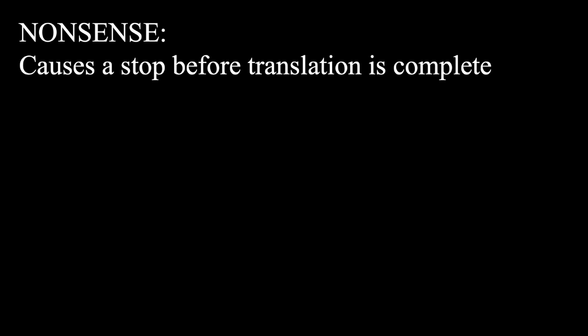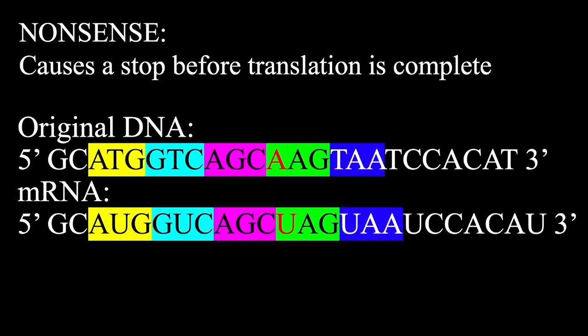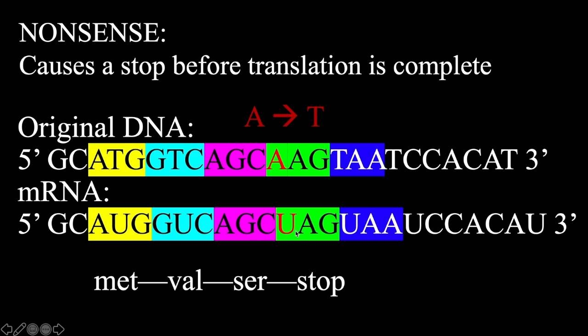Another type of mutation is called a nonsense mutation, where there's a stop in translation before intended. For example, here we can see that there's a change from A to T in our DNA strand, which resulted in a U in our mRNA strand. This would be a transversion, and the new UAG codon is a stop codon, which would halt translation before our actual stop codon is supposed to. This is sort of like if you decided to go for a drive and just stopped before reaching your destination.